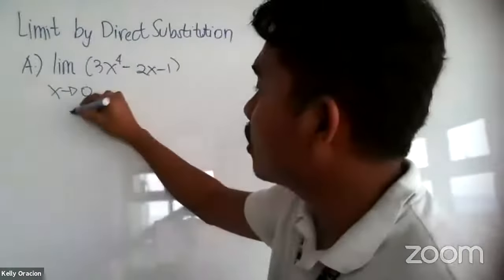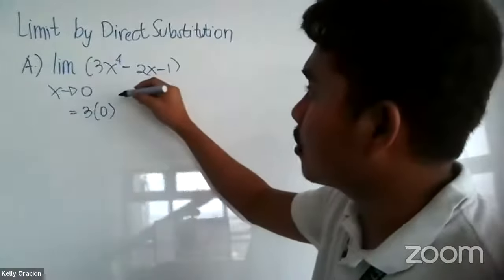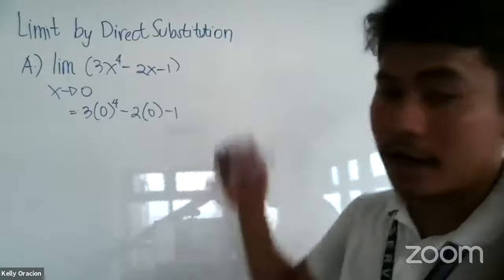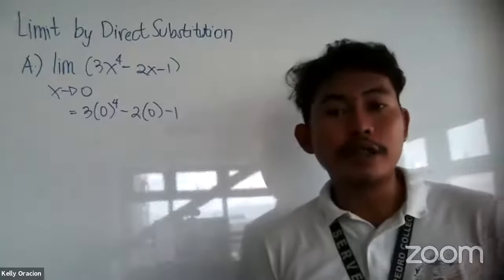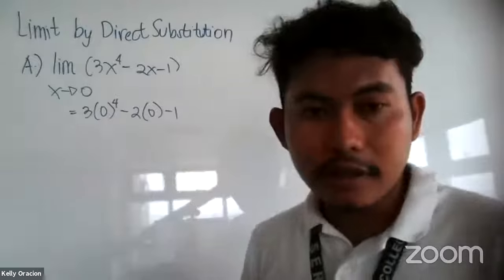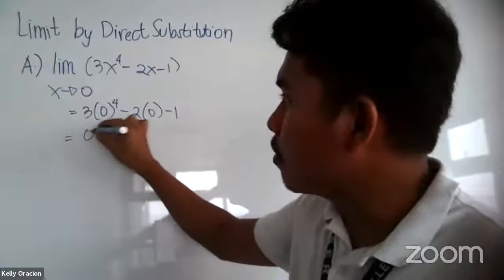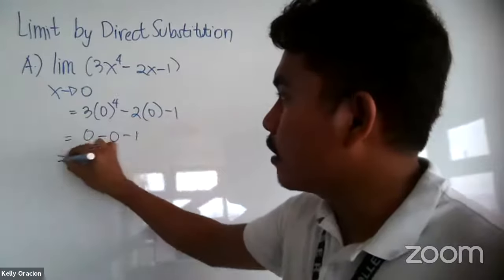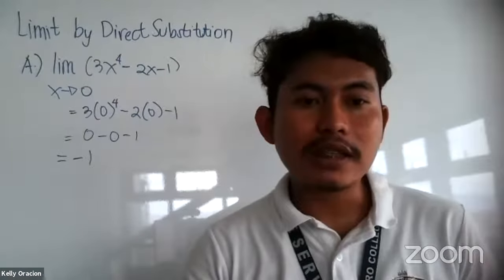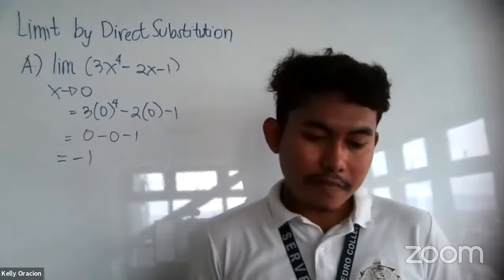So you have here 3 times 0. The value of our x is 0. So 3 times 0 raised to 4 minus 2 times 0 minus 1. Okay, so you can substitute it directly. The value of our x, which is 0. Next, you have 3 times 0 raised to 4 is 0 minus 1. That means negative 1 is the limit. Again, the value of our limit is negative 1. So, ganyan lang kadali ang direct substitution.